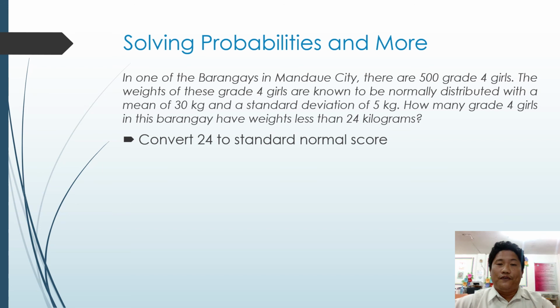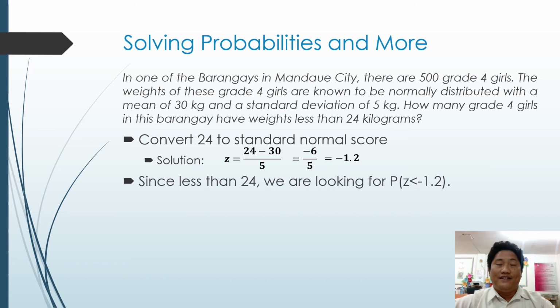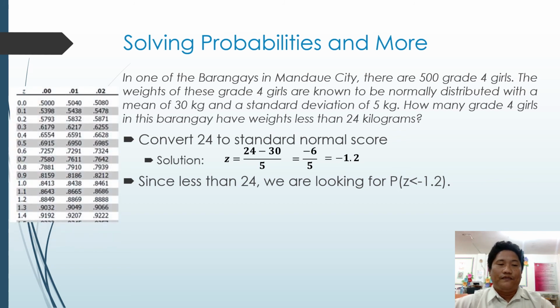First, we need to convert 24 to a standard normal score or z-score. So again, we'll use the formula. We have here 24 minus 30 divided by 5, or negative 6 over 5, or simply negative 1.2. Since we are looking for less than 24 kilograms, we are looking for the probability of z less than negative 1.2. With the use of our z-score table, the first two digits are 1.2 and the last digit is 0.